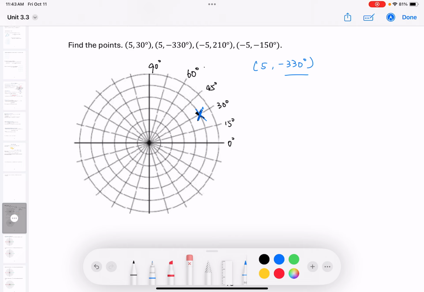How about the third point? Let's use red, which is (-5, 210 degrees). Let's find the angle 210 degrees. I'm starting from the initial side and going positive 210. I'm rotating to 180 and continuing another 30 degrees.